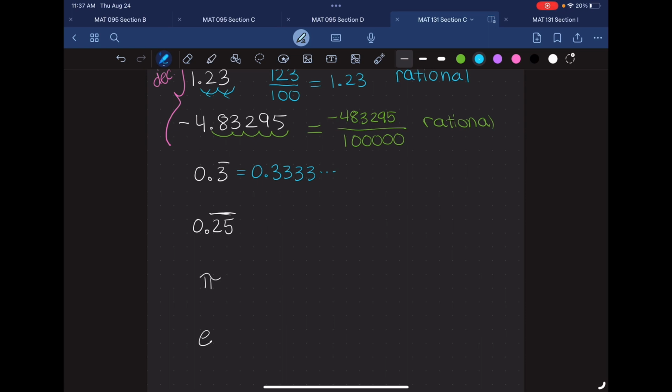You probably see it a lot in your calculator, because this is identically 1/3, which is a ratio of integers, which means that even though 0.3 repeating repeats forever and ever and ever, we can still express it as a ratio of integers, which means that it's a rational number.